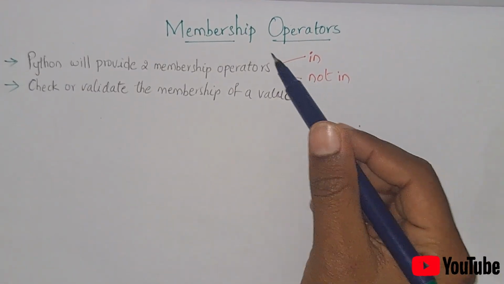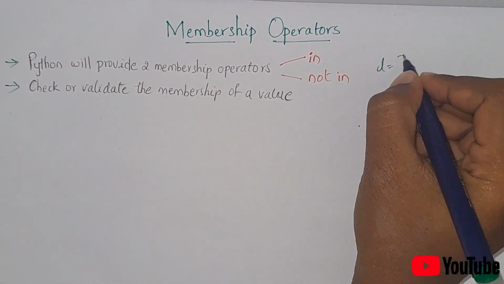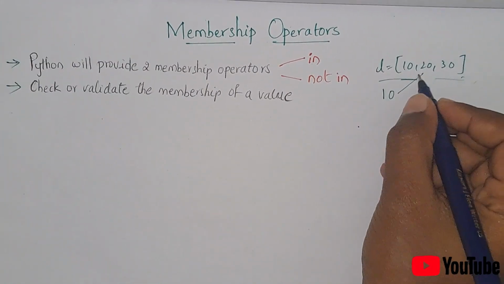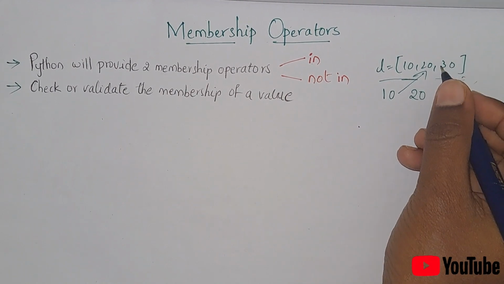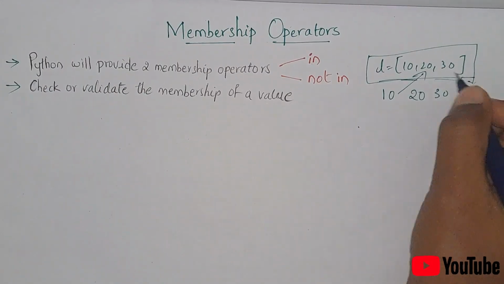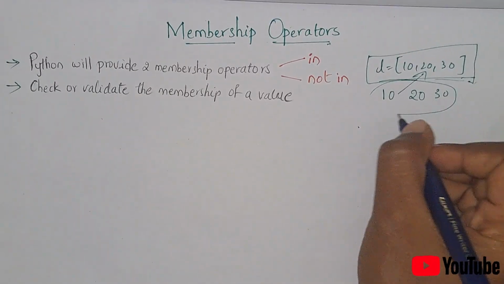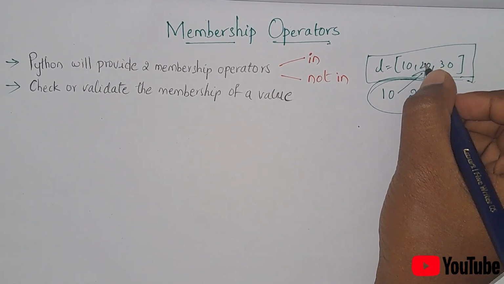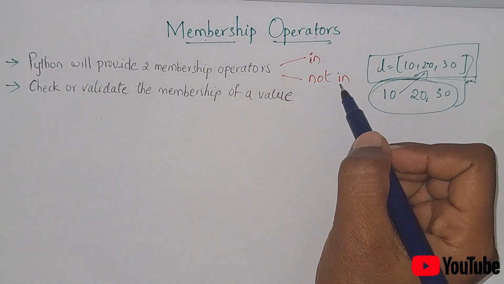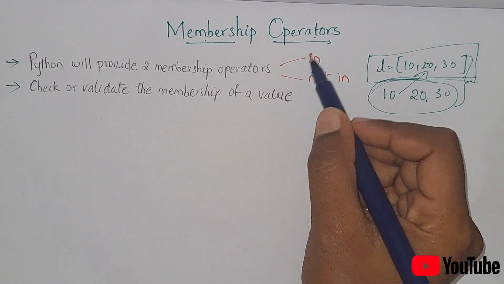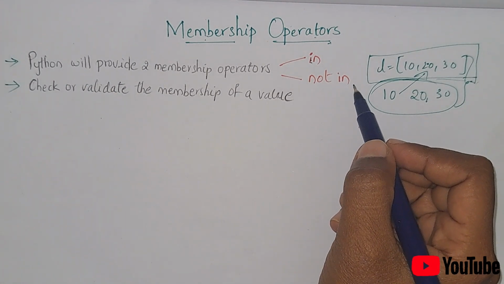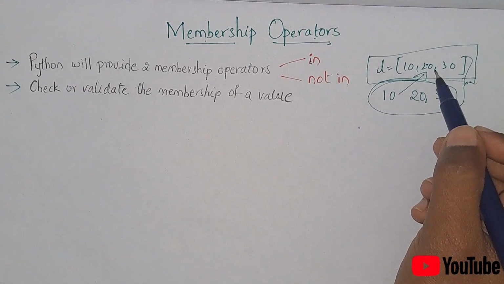So what is the purpose of membership operators? For example, you have a list like 10, 20 and 30, and you want to check whether 10 is present in the given list, or 20, or 30. At this time we need the membership operators to check whether the given value is present in the sequence or not. In is used to check whether the element is present in the sequence, and not in is used to check whether the given value is not present in the sequence.